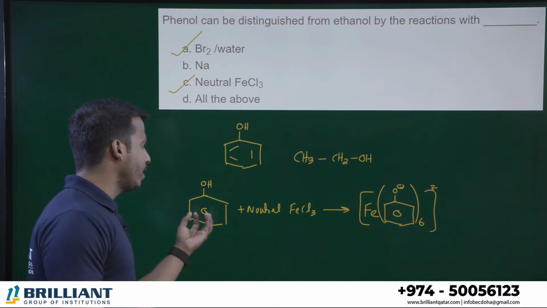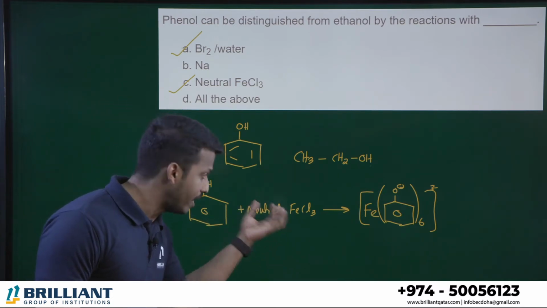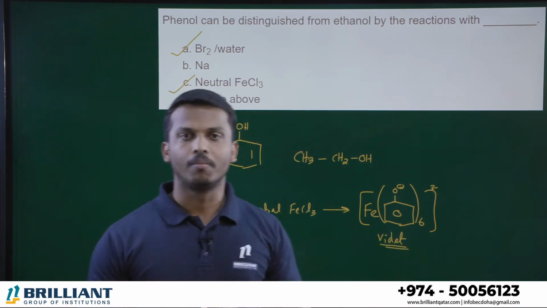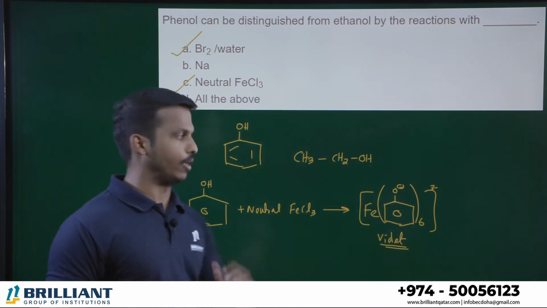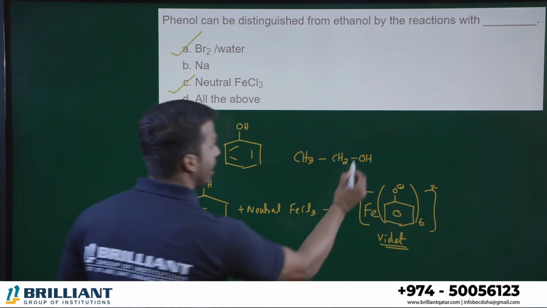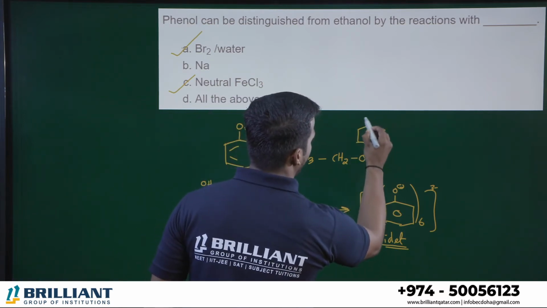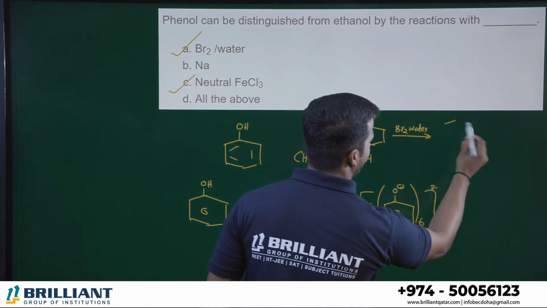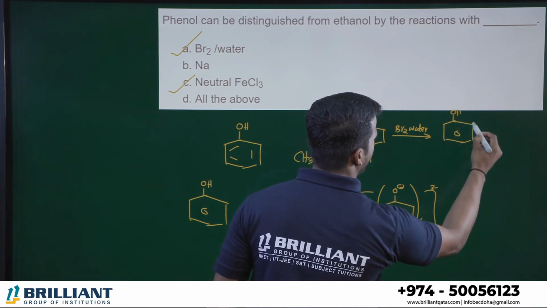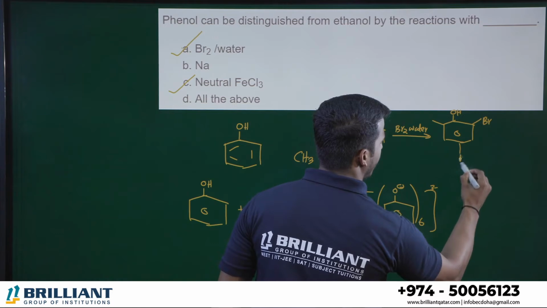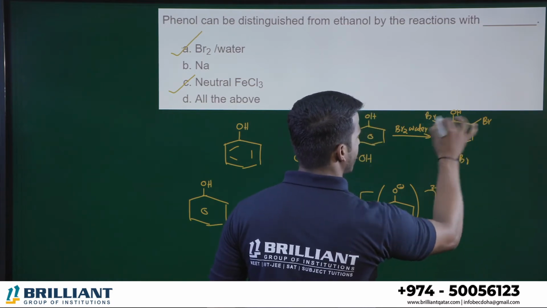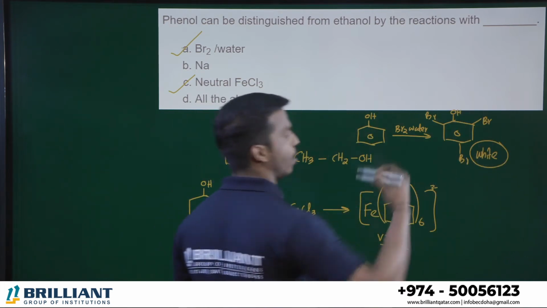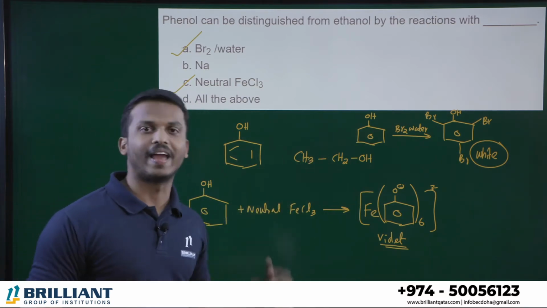Keep in mind, when phenol is treated with the neutral ferric chloride reagent, it will give you a violet colored complex. This is the test given mainly by phenol. Other alcohols cannot give it. What about the bromine water test? You may study the bromination process of phenol. When you treat phenol with bromine water, all the ortho and para positions are occupied by bromine. The name is 2,4,6-tribromophenol. It is a white colored compound, also given by phenol, not by ethanol.